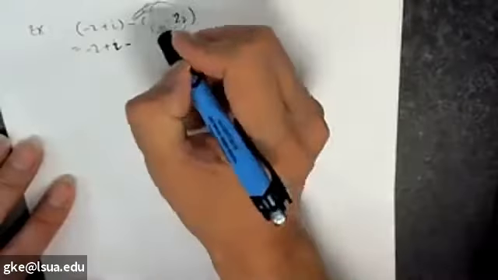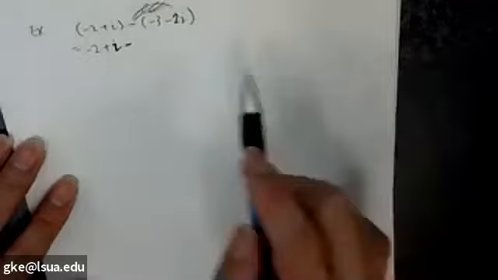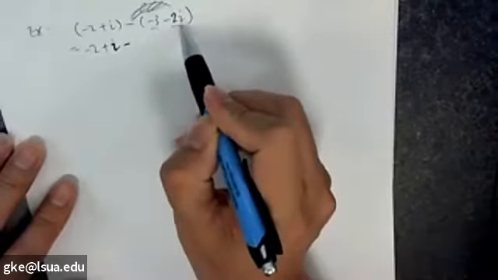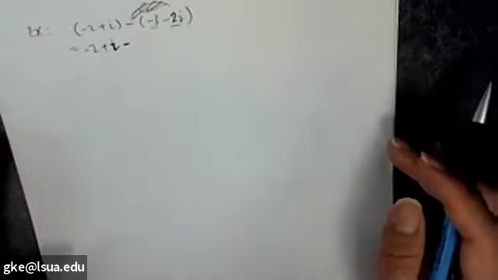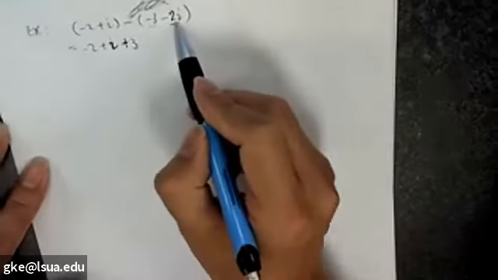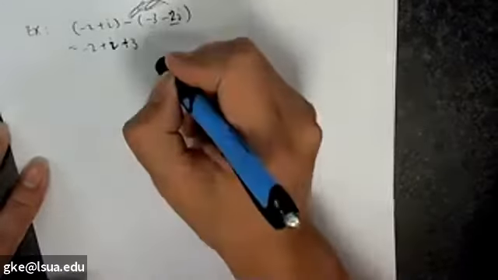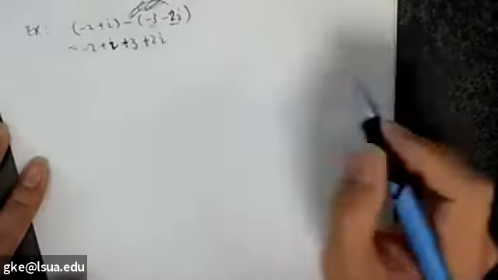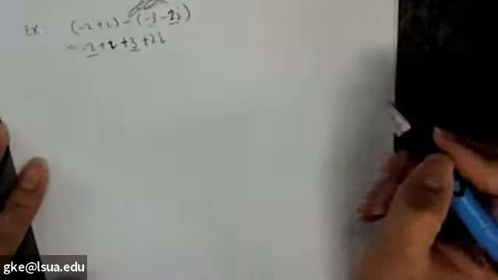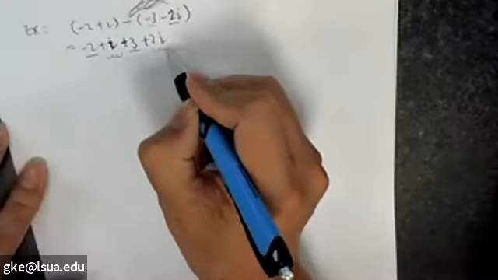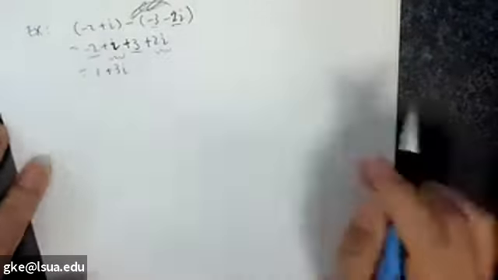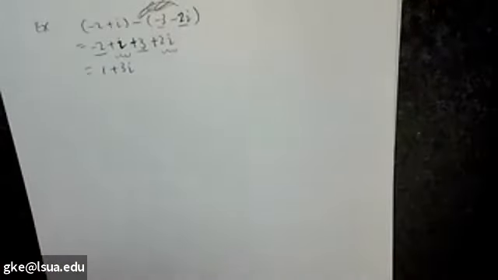Oh, sorry, this is not the multiplication. So here's a negative. That means we need to change the sign for each term, right? So here negative 3 is gonna be a positive 3. Here the negative 2i is gonna be a positive 2i, right? And then combine the real parts and combine the imaginary parts. Right, that's it. Okay, very simple.